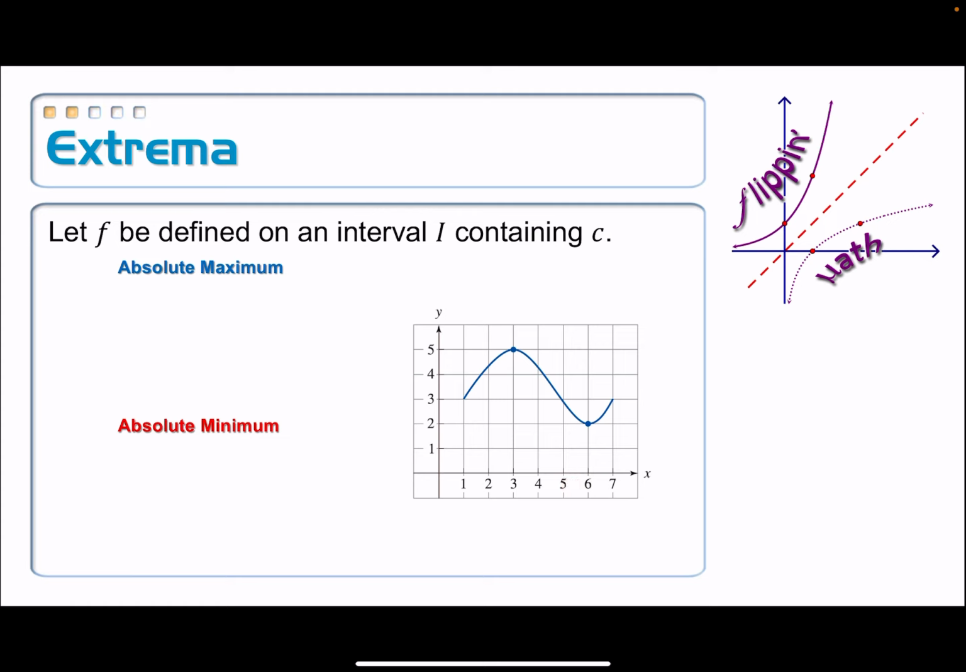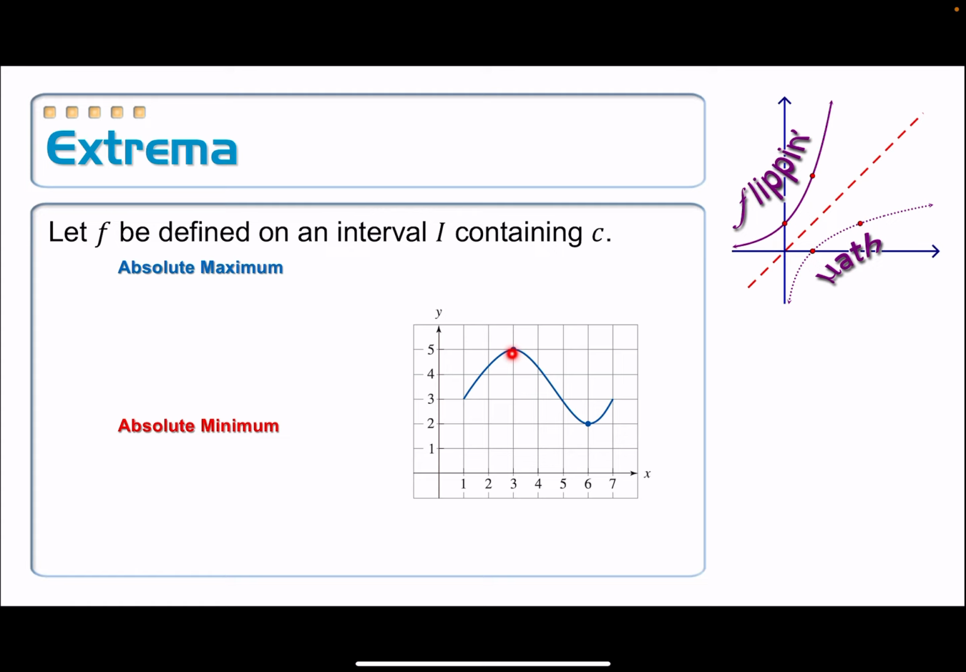So what's it mean to be an absolute maximum of this function f over the interval, in this case, from 1 to 7? So I can see that our absolute maximum here happens at 3. 3 is not the absolute maximum number. Instead, it's the y value there, which is f of 3. In this case, it's happening here at y equals 5. So what's it mean, again, to be an absolute maximum? It means that it is the largest y value for every single y value for that function over that interval.